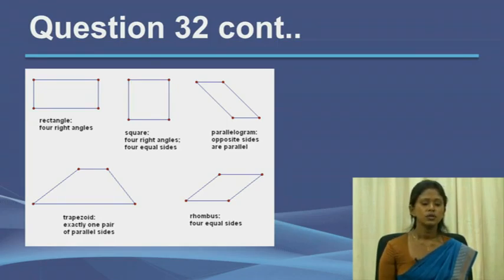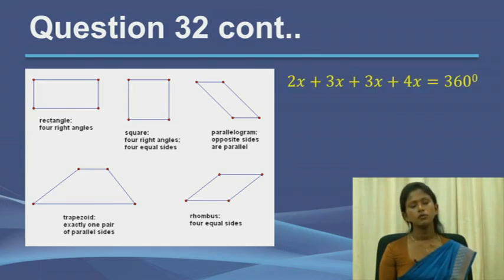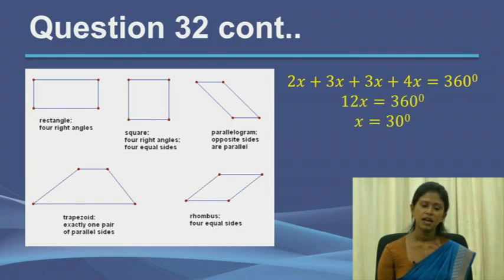These are the shapes that come under that category, that means four-sided shapes. They can be any shape but four-sided. What we have to keep in mind is the sum of the interior angles of a quadrilateral, which is 360. They have given the ratios of the angles, so using the ratios we can construct our equation as 2x plus 3x plus 3x plus 4x equals 360 degrees. Then we can solve and find x.